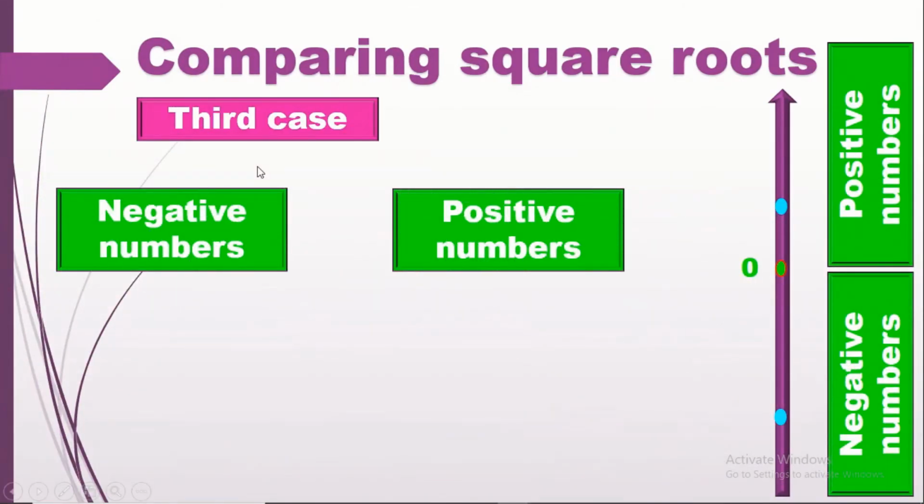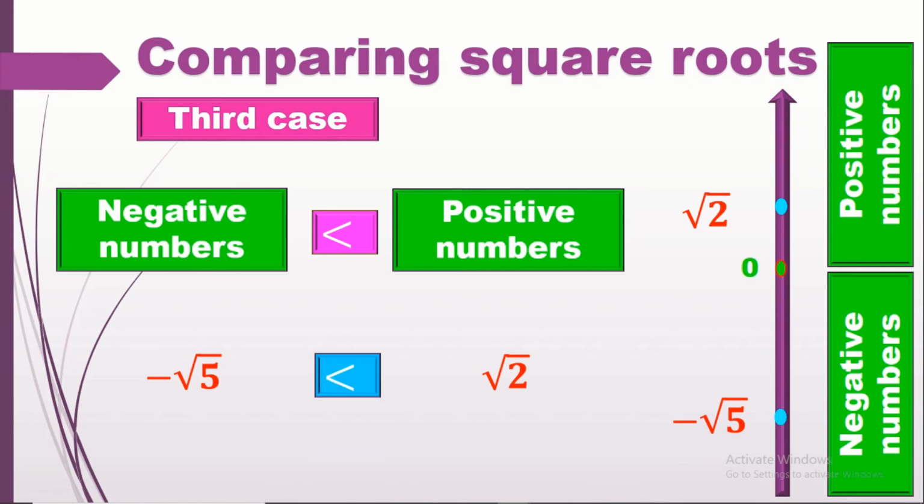What about the third case? Sure, negative numbers are less than 0 and positive numbers are greater than 0. So we can say that negative numbers are less than positive numbers. The same is for square roots. If we compare a negative square root with a positive one, sure the negative is less than the positive. So minus radical 5 is less than radical 2.